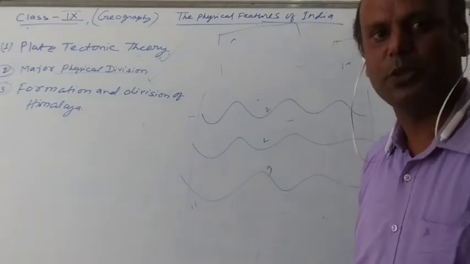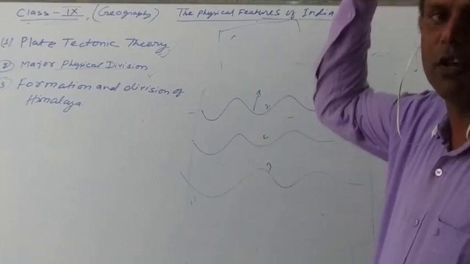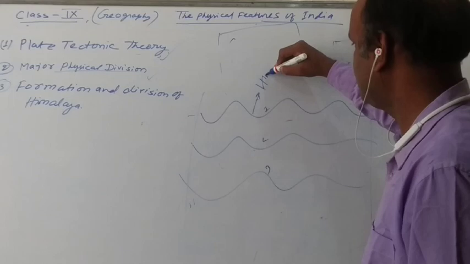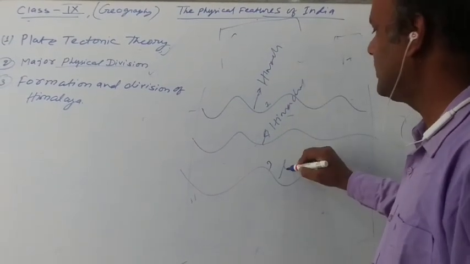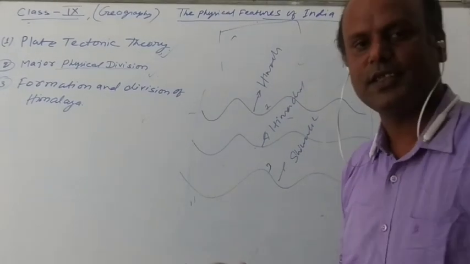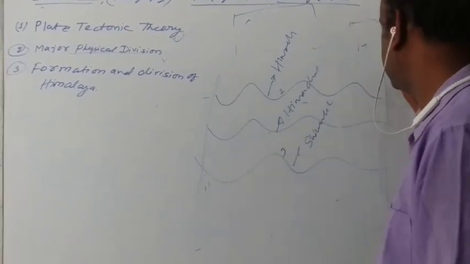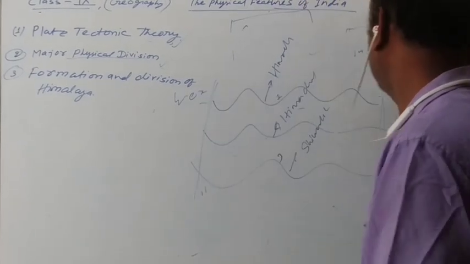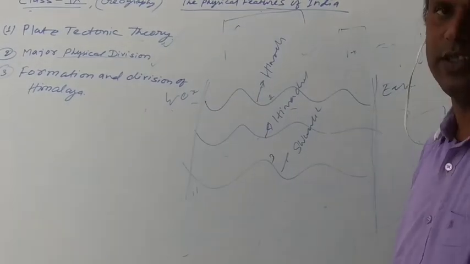These are parallel to each other, and their names are: the first one, which is found very high above, is Himadri, the second one is called Himachal, and the third one is called Shivalik. We have three ranges parallel to the Himalayas. Himalaya is a series of three parallel mountains which are situated from west to east direction.